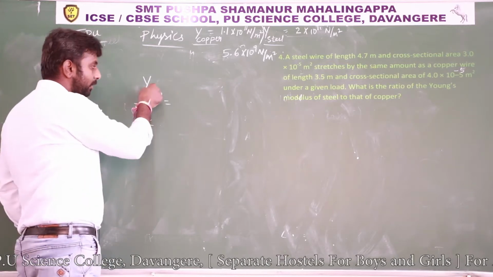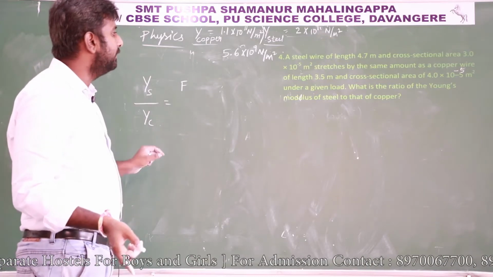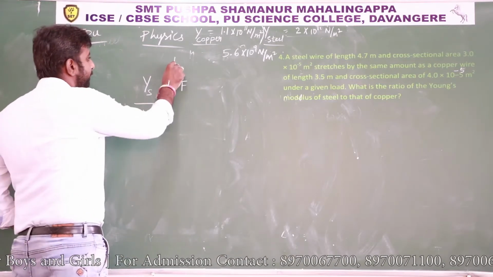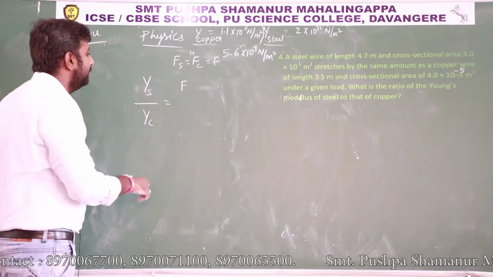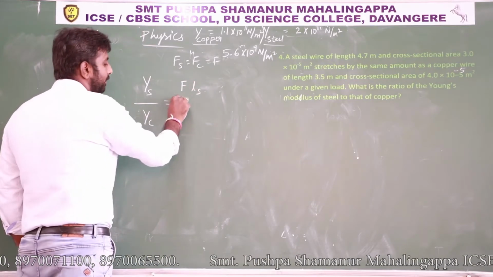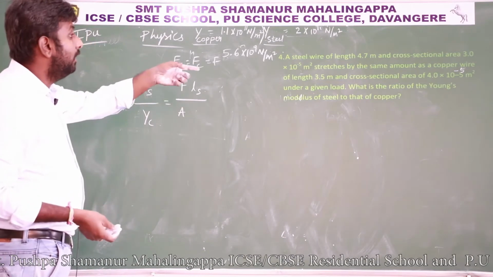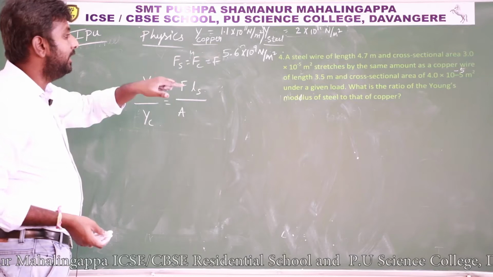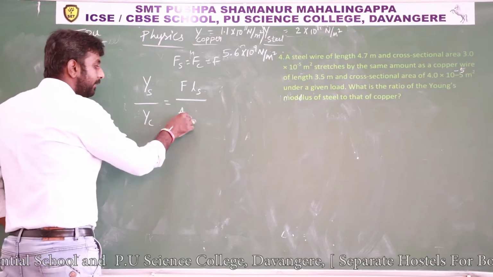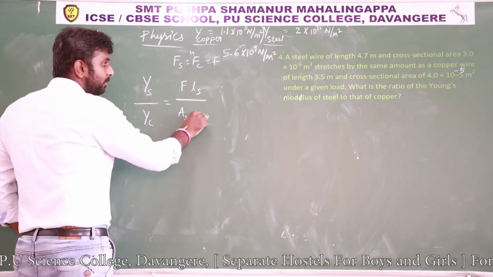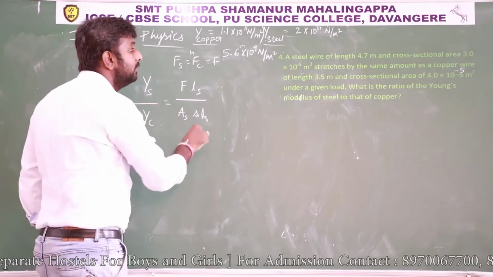For Ys, under a given load means the force is the same, so Fs equals Fc equals F. So I write F here, and length of the steel divided by area. The areas are different: the cross sectional area is 3.3 for steel and 4 for copper. So I will write area of steel into delta Ls.